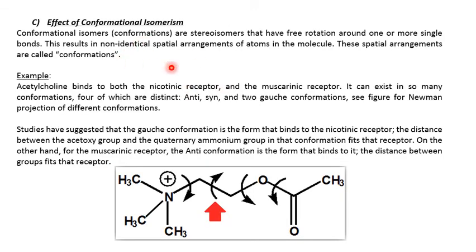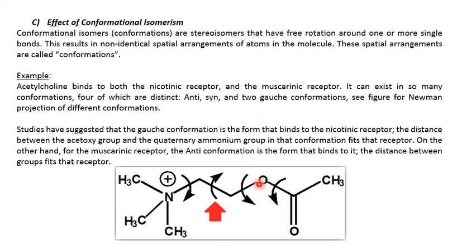The third structural feature that we will talk about is what is called conformational isomers. Conformational isomers are stereoisomers that result from the rotation on a single bond. In this structure here, we have a natural chemical messenger called acetylcholine, and we are going to study the effect of the rotation around these single bonds, which will result in what's called conformations.